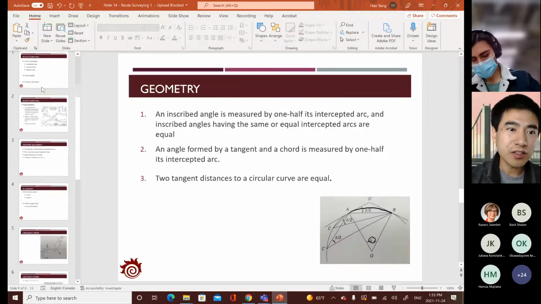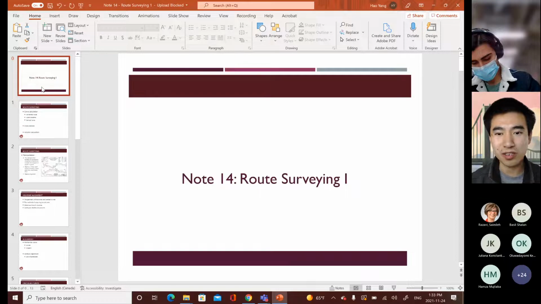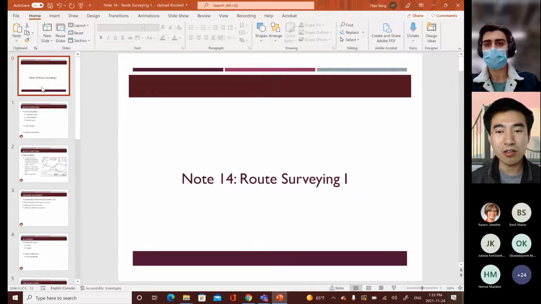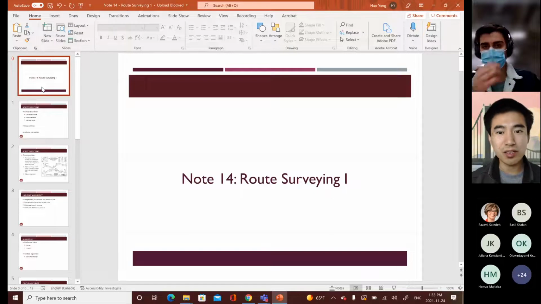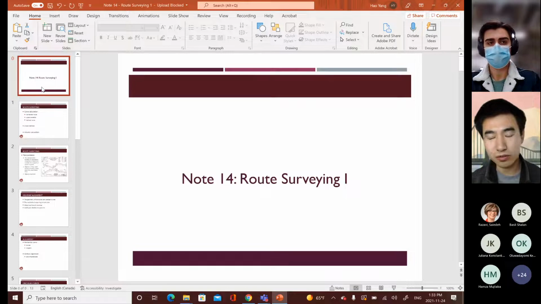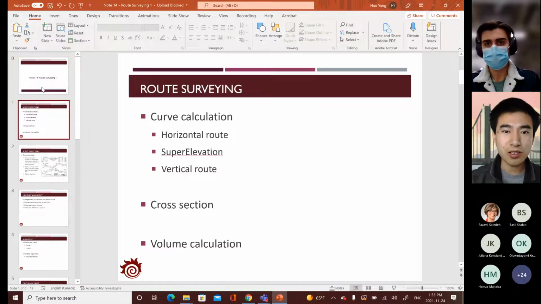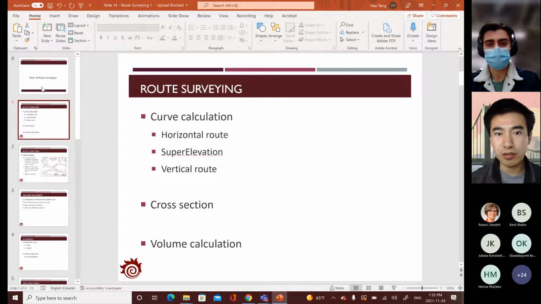Okay, let's start today. We will go through the last large topic of this class, which is the route survey. This topic will tell you how to lay out the curve and how to design the routes for the transportation system. The survey will include the design of the horizontal curves and also the vertical curves. Here are the contents of all the subtopics covered in this chapter about route surveying.